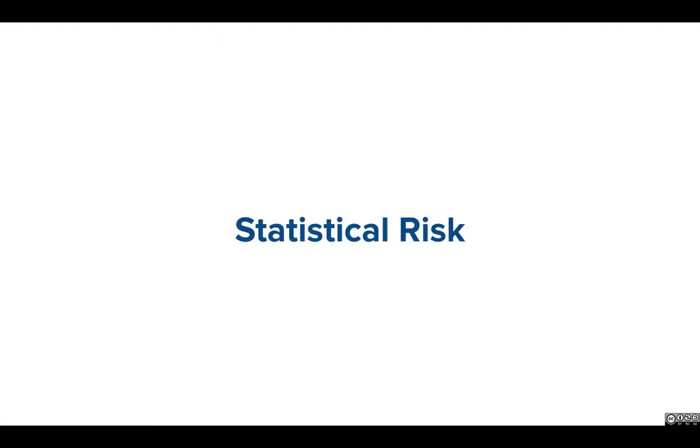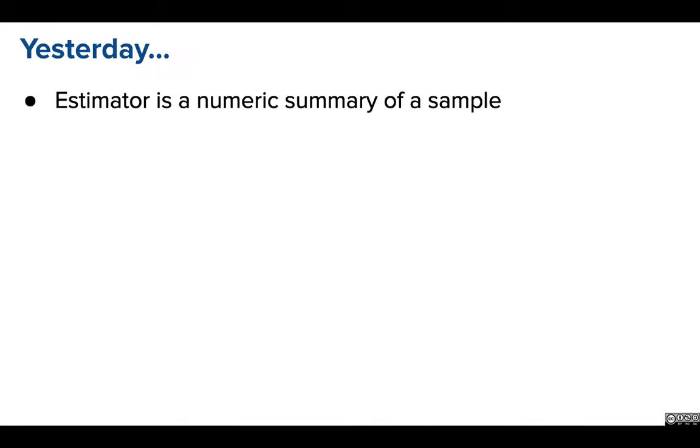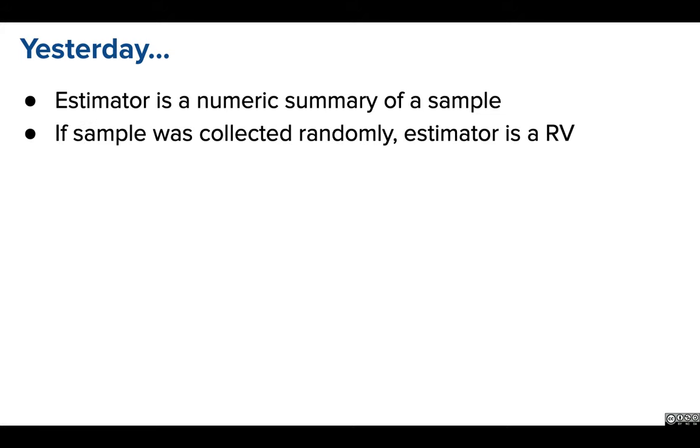All right. Let's talk about risk. So yesterday we talked about how an estimator is a numeric summary of a sample. We saw how an estimator can be the mean of the sample values. It can be the maximum of the sample values. It can be the first 2 values added together and divided by 2. There's a lot of ways to create an estimator, and because of that, we wanted some way to evaluate whether an estimator was good or not.